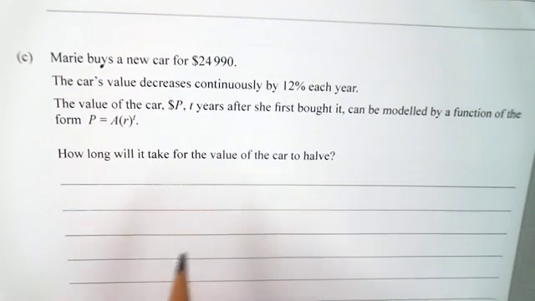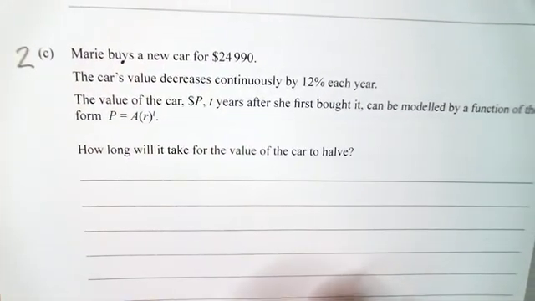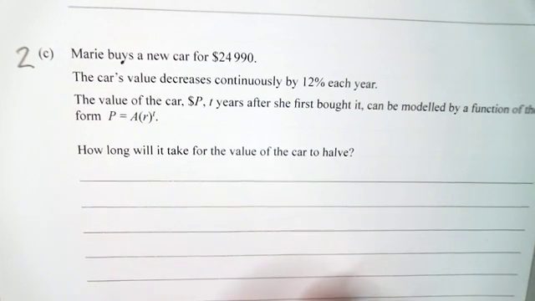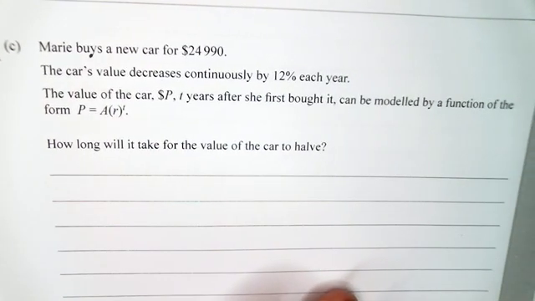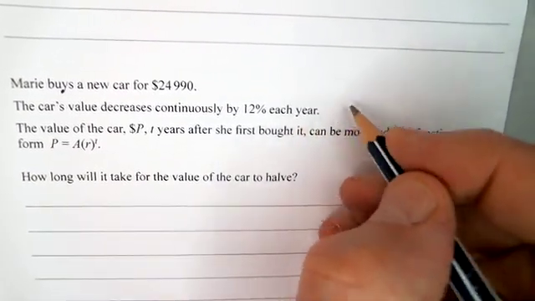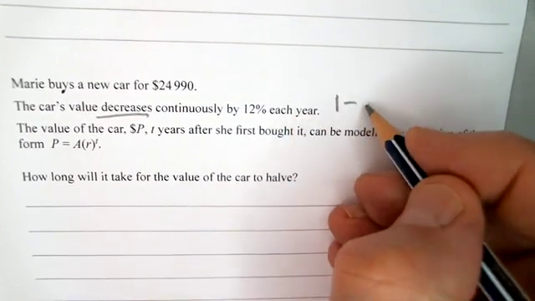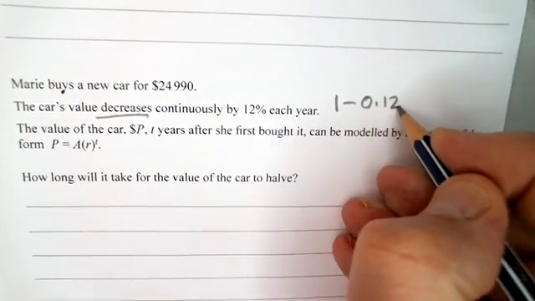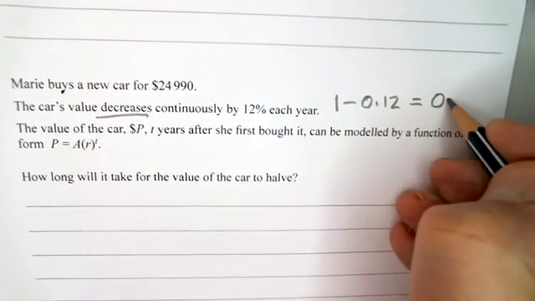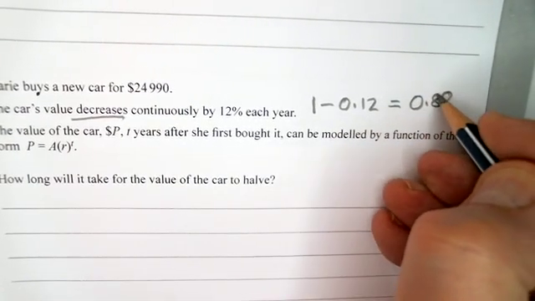All right, moving on to question 2c. It says Marie buys a new car for $24,990. The car's value decreases by 12% per year. So let's write some of this down as we go. If it's decreasing, that's going to be 1 minus 12%, which is 0.12, which is equal to 0.88. So I'm just going to jot these things down as I go through.